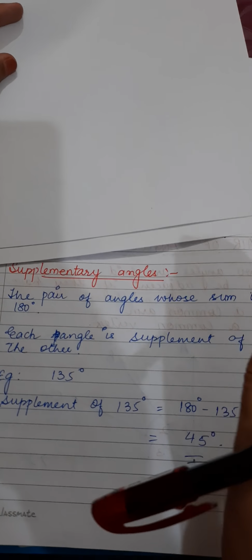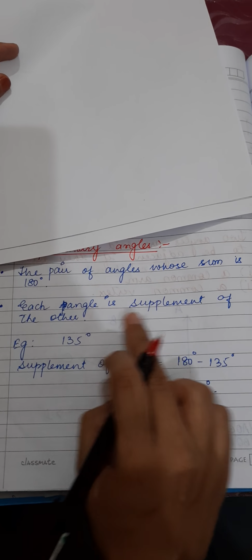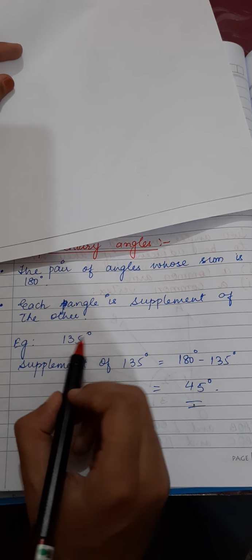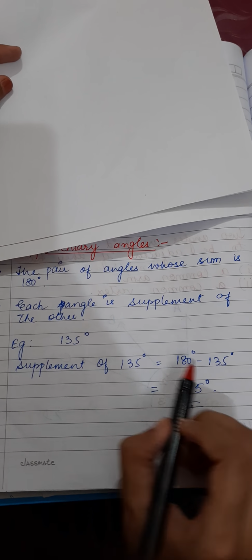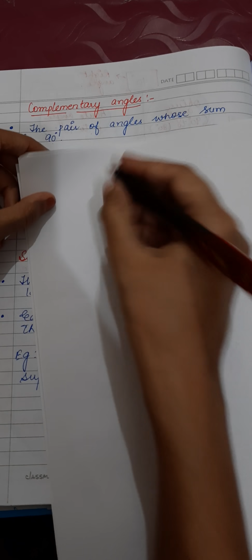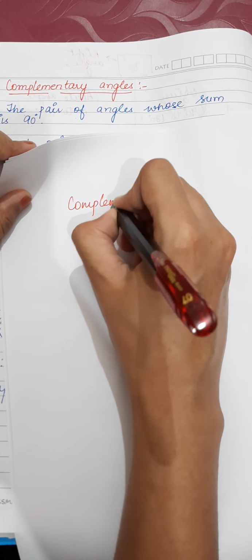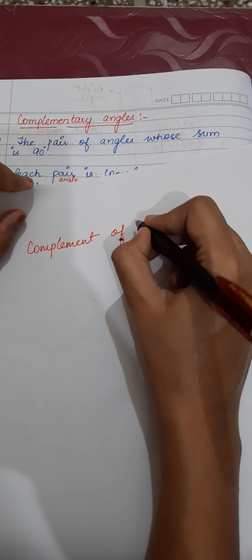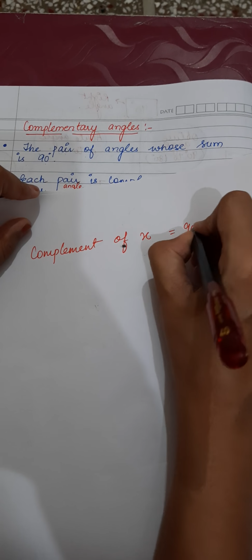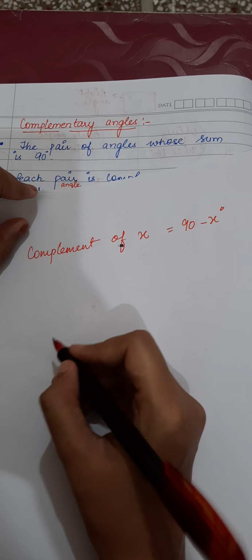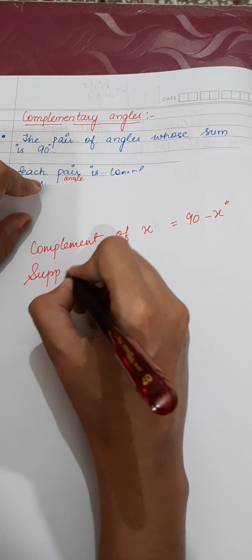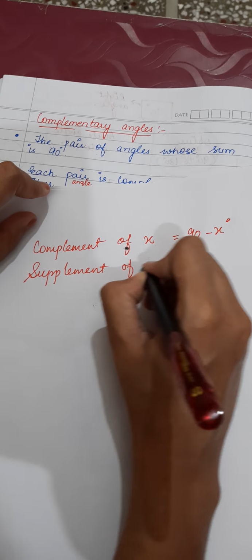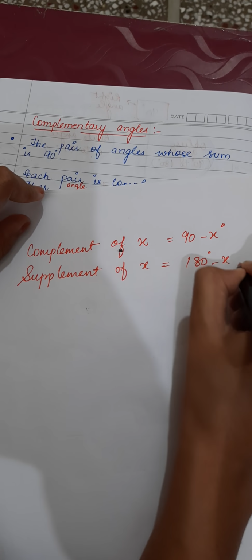Next is supplement. Same thing is there in supplement. The only difference is the sum of the angles is 180. Each angle is the supplement of the other. Now if you have to find the supplement of 135, subtract from 180. So in complement, we are finding the complement of an angle x. Any angle can be there. We are going to find the complement by 90 minus x. For supplement, for any angle, I am going to subtract from 180.